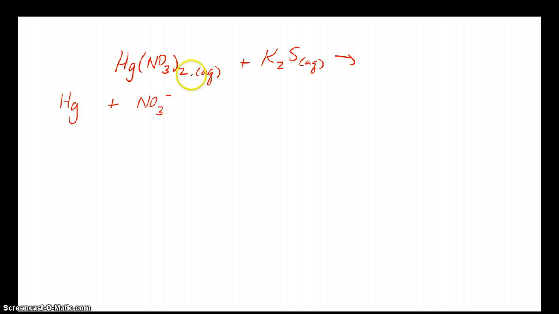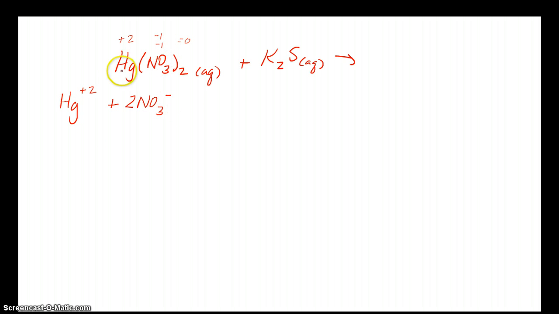I notice over here the subscript tells me I have 2 nitrates, so I'm going to place 2 nitrates in the front. If I have 2 nitrates, each of them with a -1 charge, and remember I need to have those charges equaling 0, I'm going to determine that mercury actually has a +2 charge. And I do that by sort of the back door, seeing that I have 2 nitrates that have a negative charge.